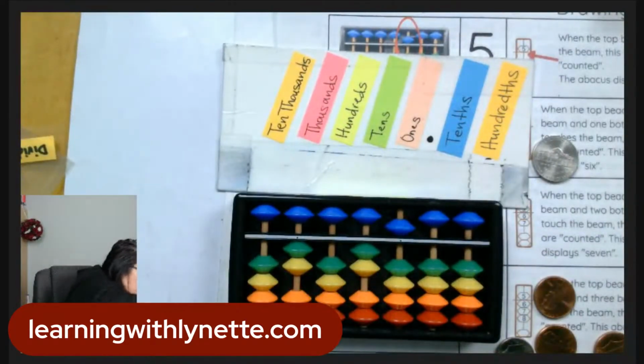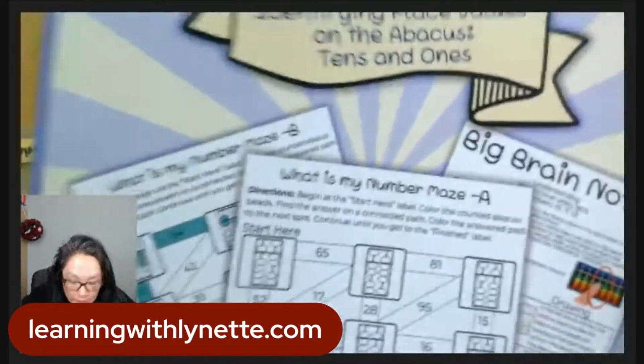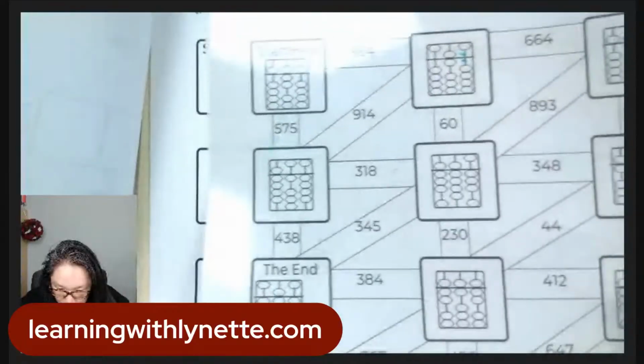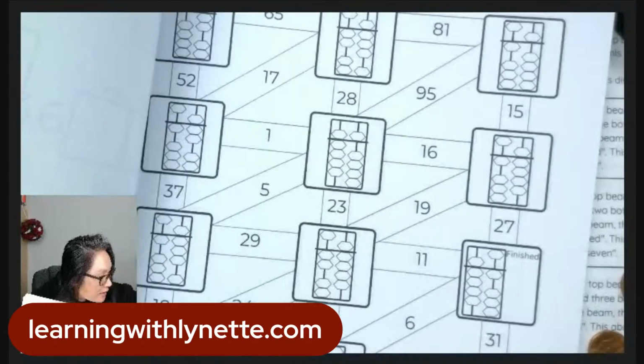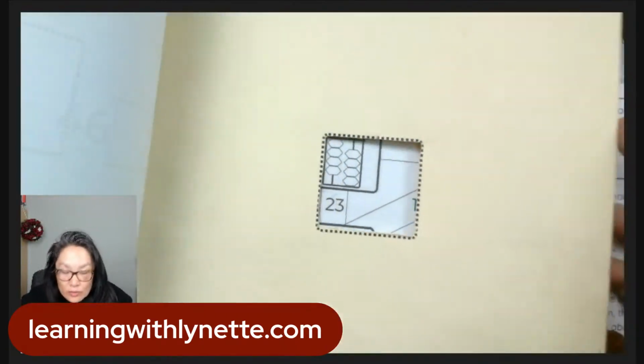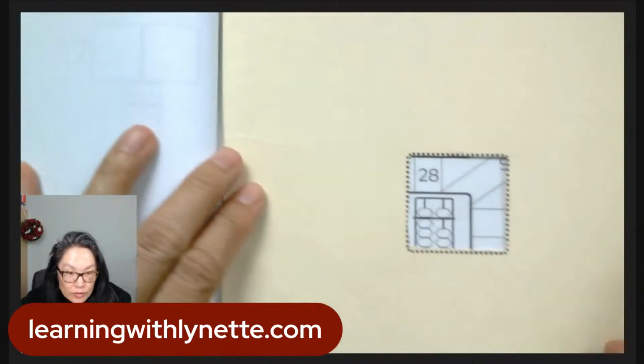Oh, you know what we should try to do? Let's do a maze. How about that? Maybe that will help. Okay, so we've done a little bit of the preview, right? This is a maze that I've created, and this maze is just to do bead recognition, just to see what these numbers are, right? So this is the maze.